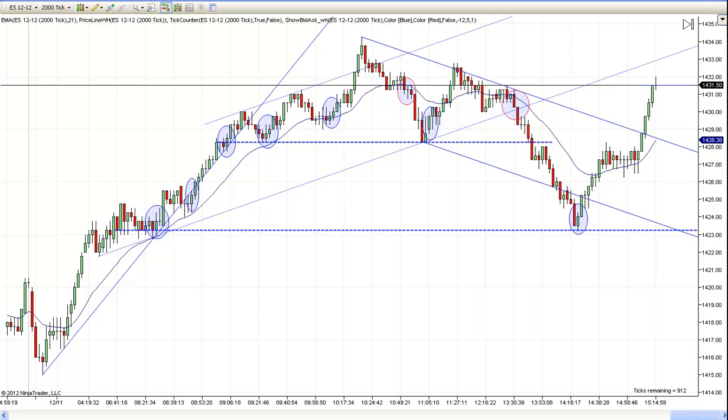Today was a little better. We had some actual movement today. We weren't stuck in a 4-point range the entire day. And really, today looks a little similar, actually.